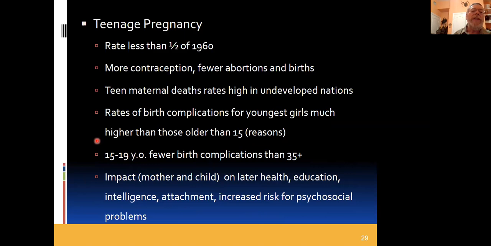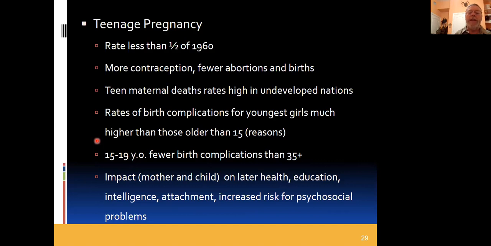Teenage pregnancy today is occurring at only half the rate that it did in 1960. Adolescents are using more contraception. There are fewer abortions, fewer births per capita in adolescents today. That said, teen maternal birth rates are high in undeveloped nations. So in those parts of the world, high numbers of adolescents deal with that.